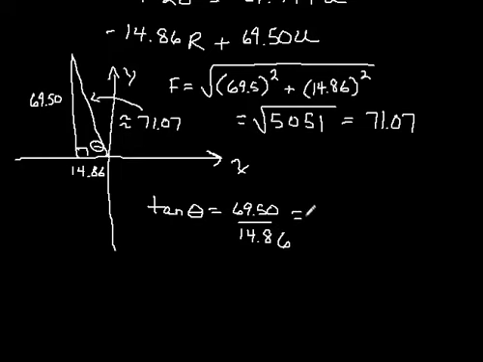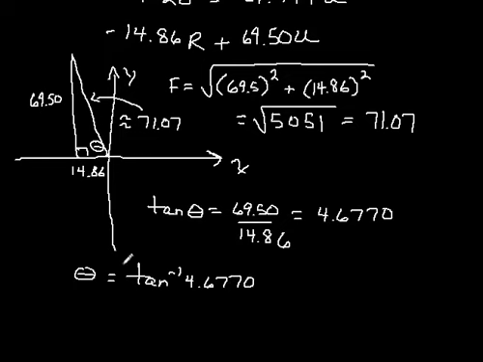And that comes out to be 4.6770. But we want theta, so we're going to take the inverse tangent to get theta. So the inverse tangent of 4.6770 equals theta. And we just plug that straight into our calculator. So we're going to get theta equals 77.93 degrees. So if we pulled on the rope at a force of 71.0 at 77.93 degrees, the same force will be acted upon the point as if the two ropes were pulling on it.